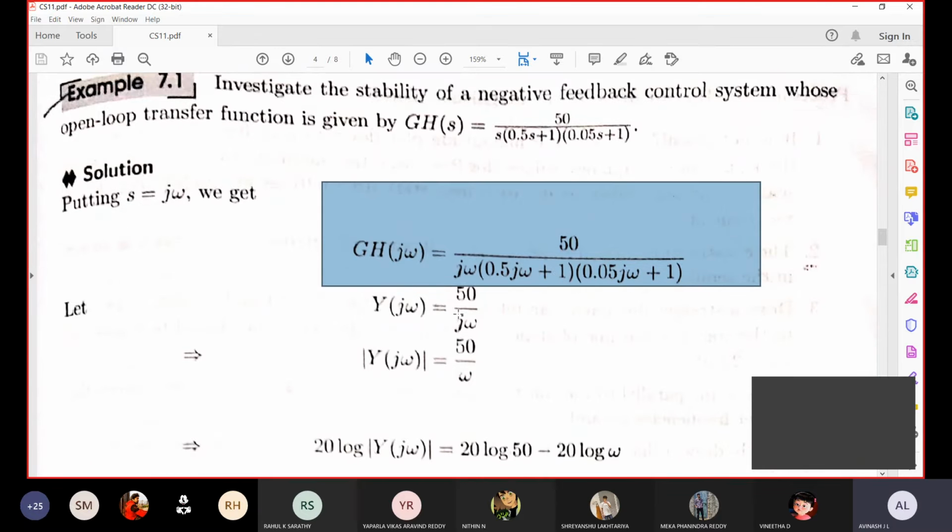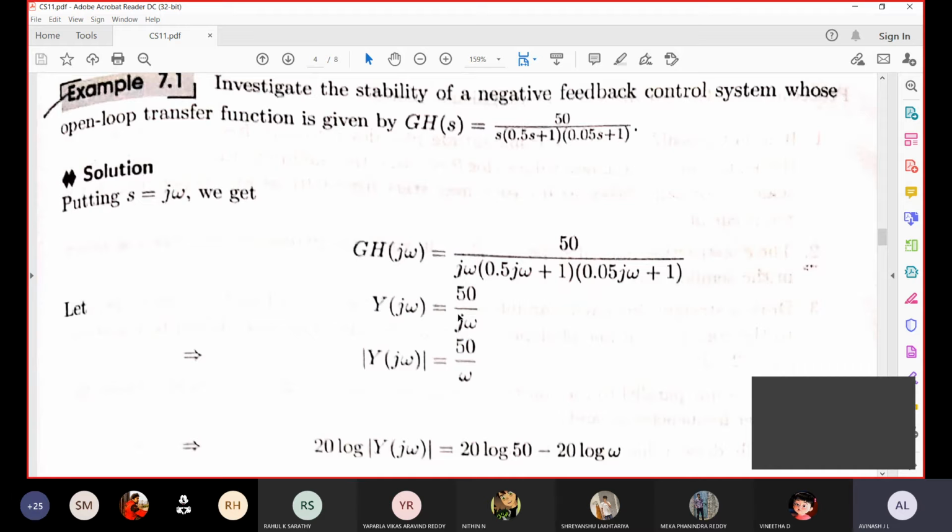Once you get this equation, as I told you in the last class, how to take the first term? We need to consider the numerator and the denominator pole which is at the origin. So here 50 divided by j omega only we are going to consider as y of j omega. Why we consider it is because we need to find the initial gain so that the plotting will be easier. That is the only condition. Sometimes you can plot 50 separately and j omega separately. That is your wish.